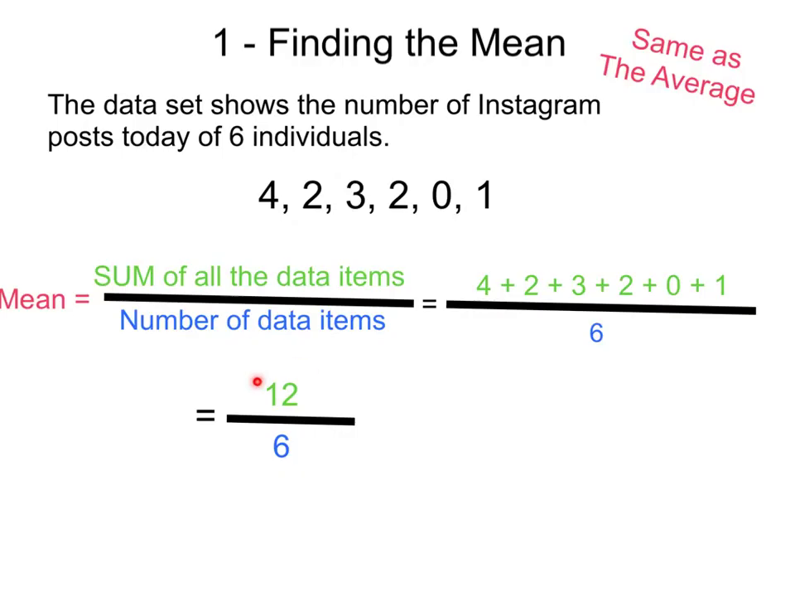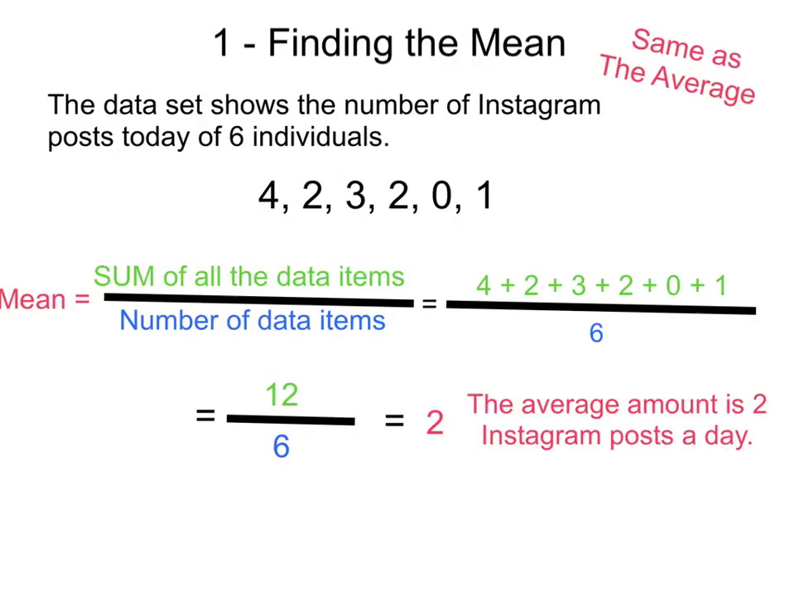So now we're going to take the 12 and we're going to divide it by the 6, and we have our total, which is equal to 2. So our final answer is the mean, or the average amount, is 2 Instagram posts a day for this set of data.